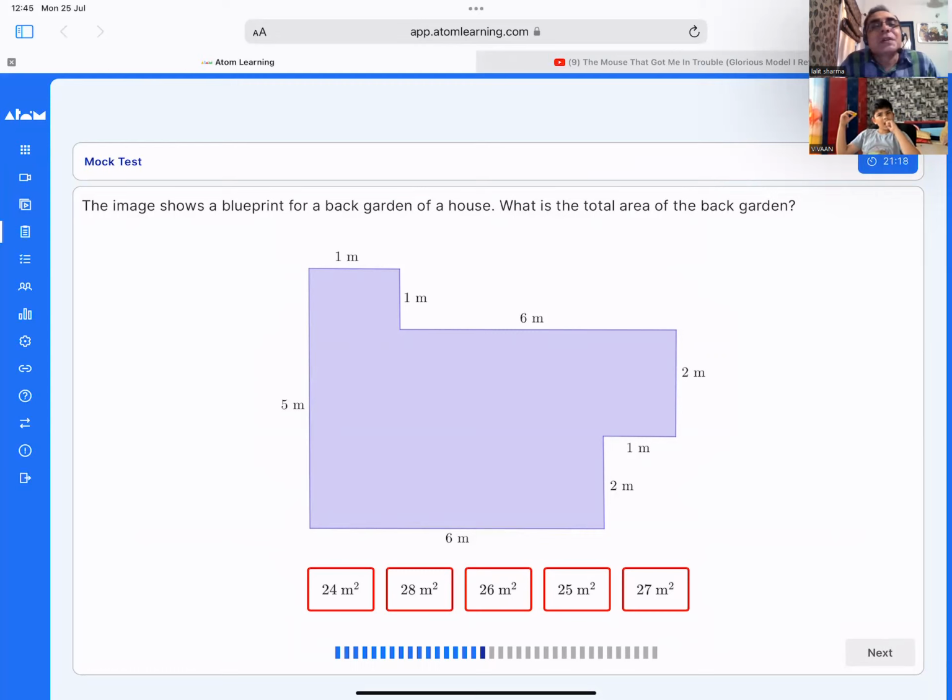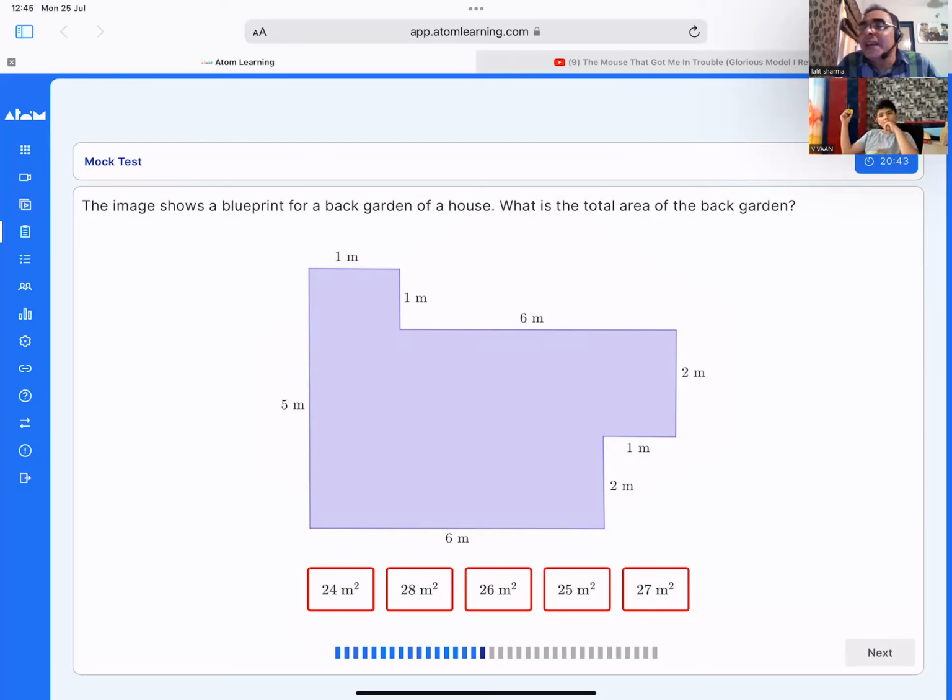Fine. Now, next question. The image shows a blueprint for a back garden of a house. Here, each part is marked. What is the total area of the back garden? Now, it's not a regular figure because it does not have a fixed length and width. So we have an irregular figure over here, but we need to calculate its area.